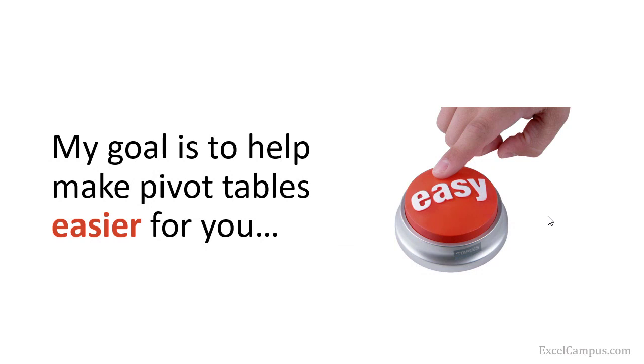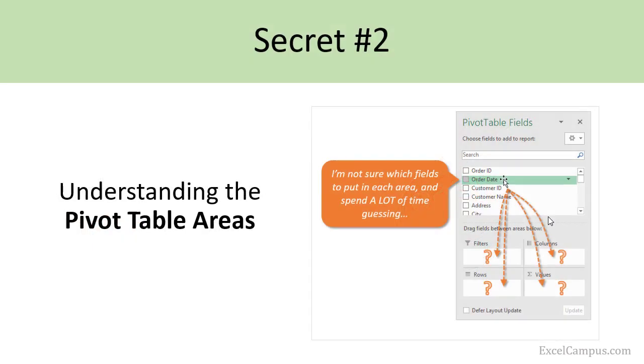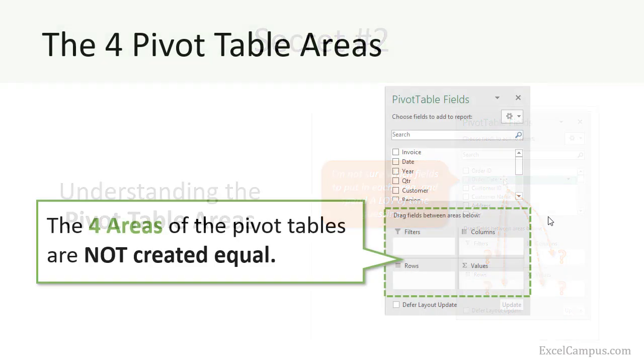So my whole goal today is to help make pivot tables easier for you. I want you to be able to understand these things and get your data in the right layout so you can use pivot tables. So that leads us to secret number 2, which is understanding the pivot table areas. And this is another cause of not understanding just how they work, and maybe they're not working with your data.